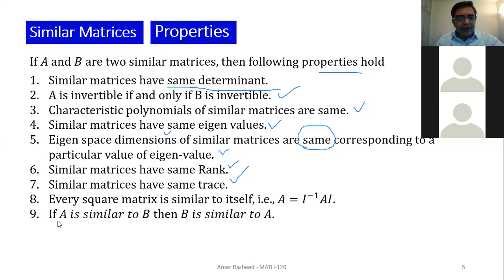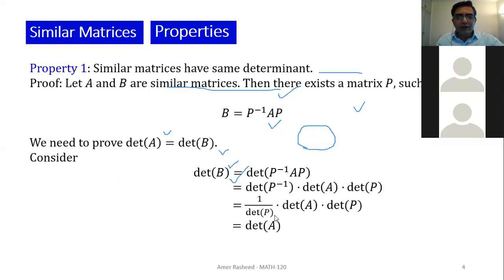Now the ninth property is, if A is similar to B, then B is similar to A. It is obvious. We can prove it as well. How can we prove it? We just take P inverse on one side and P on the other side. Then A will have a similar kind of expression as we have in the definition. I can prove it for you if you want me to. So let me erase this first.